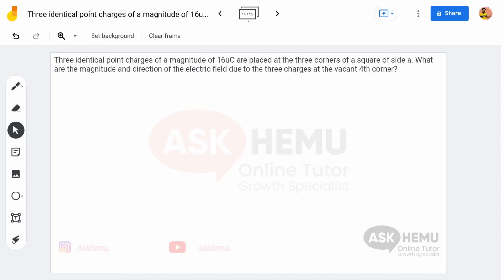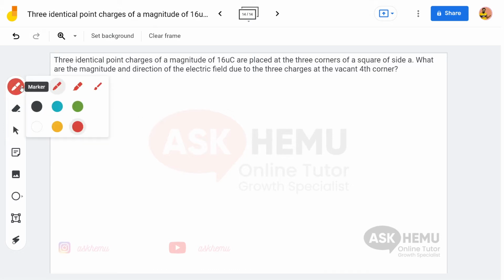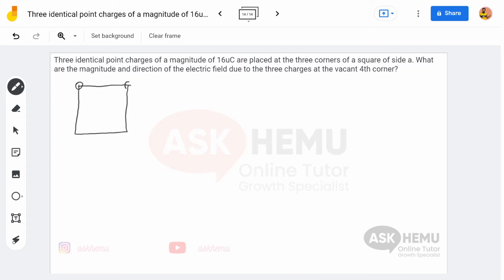Three identical point charges of magnitude 16 microcoulomb are placed at the three corners of a square of side A. What are the magnitude and direction of the electric field due to the three charges at the vacant fourth corner? This is very interesting, especially when you consider the fact that one corner is vacant. So I'm just going to take one corner vacant.